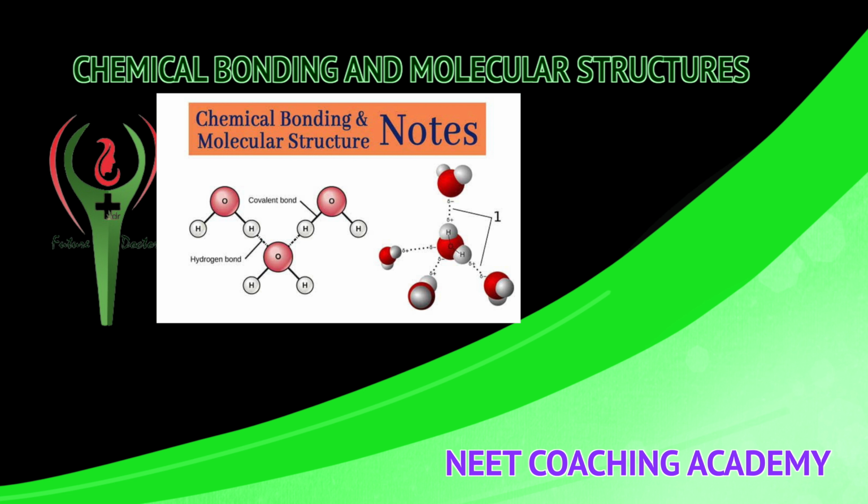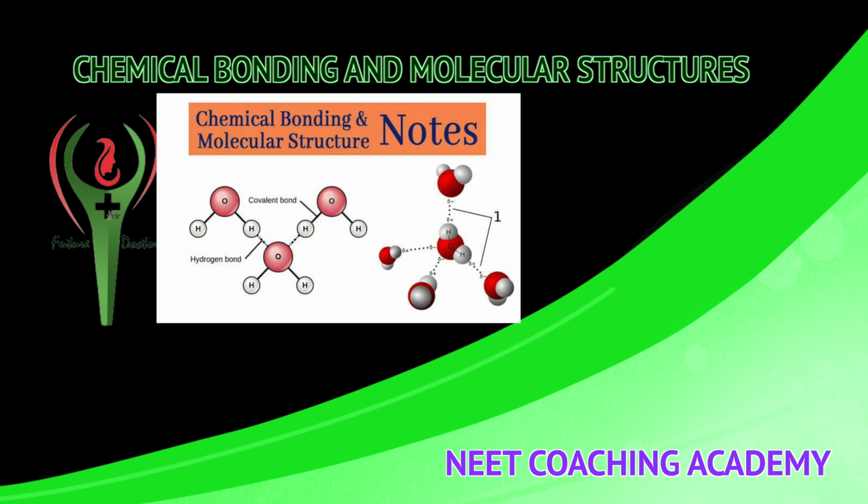Now we are going to look at the lattice enthalpy of sodium chloride crystal. The lattice enthalpy of NaCl is minus 788 kilojoules per mole. It has a cubic structure, and each sodium ion is surrounded by 6 chloride ions and each chloride ion is surrounded by 6 Na plus ions.